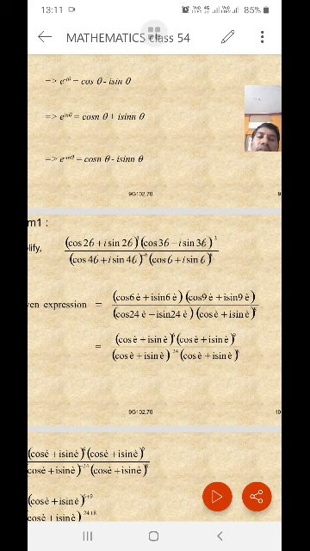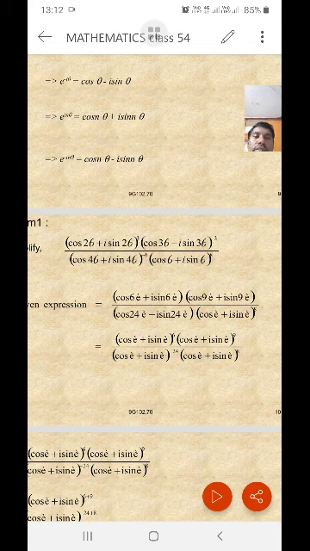Similarly, the second factor we can write as cos 9θ + i sin 9θ. In the denominator also we are applying De Moivre's, so cos 24θ − i sin 24θ and cos 8θ + i sin 8θ.